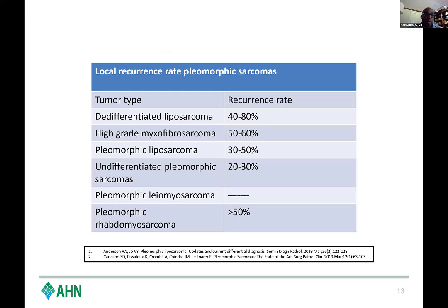Similarly to their metastatic potential, the local recurrence rate is also different. Dedifferentiated liposarcoma has up to 80% local recurrence rate as opposed to undifferentiated pleomorphic sarcoma that has a 20 to 80%. Because of this wide clinical behavior and prognosis, it's very important to subclassify them correctly.